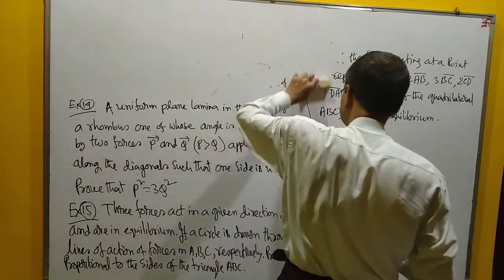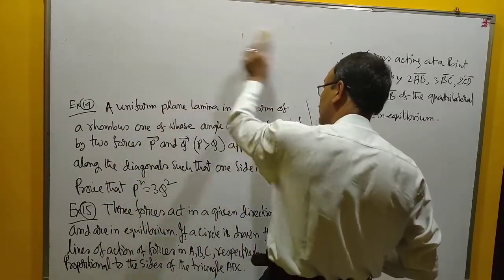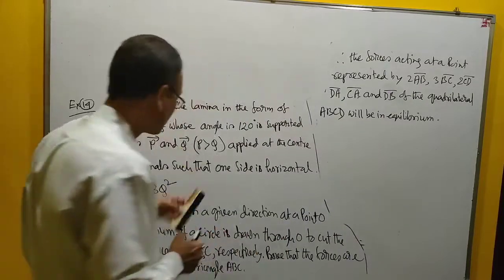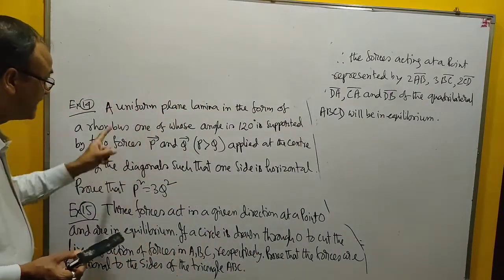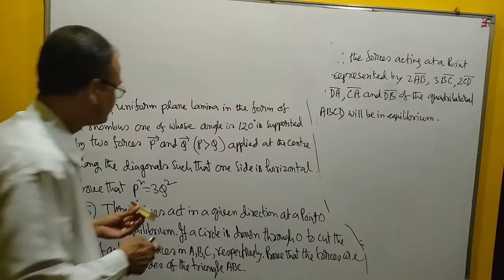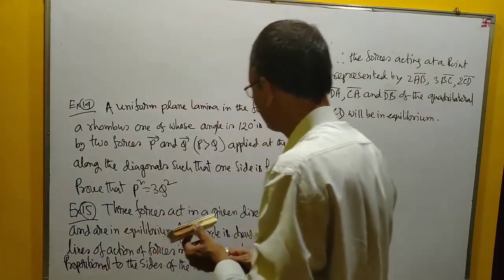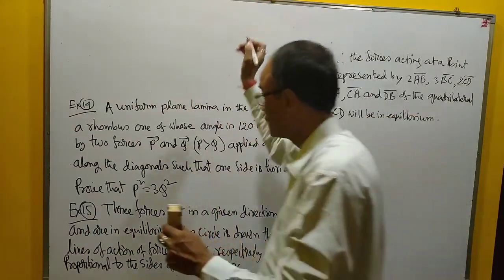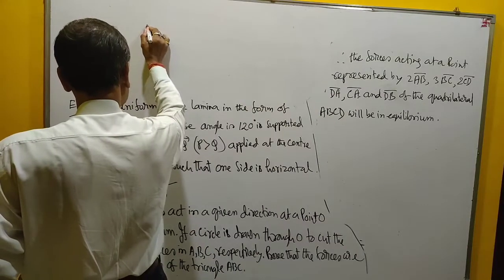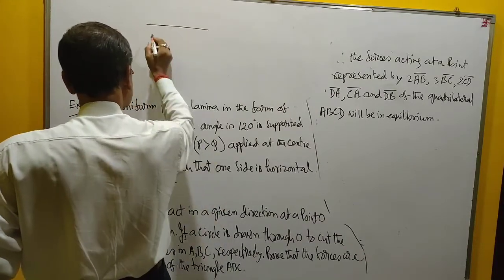Now, let me draw a diagram here. ABCD is a rhombus. Draw the rhombus.